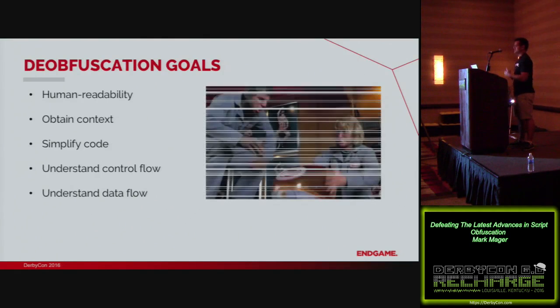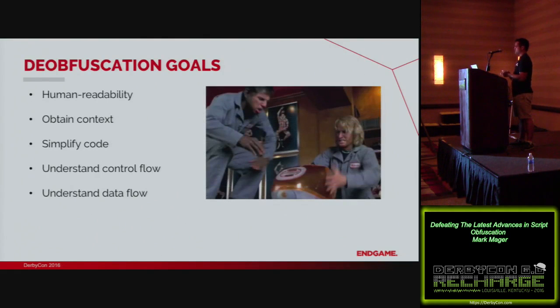Okay, so deobfuscation goals. Our primary goal when it comes to deobfuscating scripts is obtaining a real understanding of the code. We want the code to be first and foremost readable by humans. We want to easily be able to obtain context about the purpose of the code and how it's being used. And we also want to decipher the control and data flow so we can manually trace through the code and fit the puzzle pieces all together. And yeah, one other thing is the code simplification.